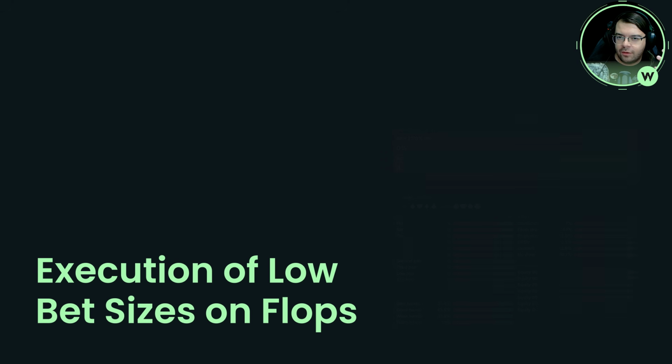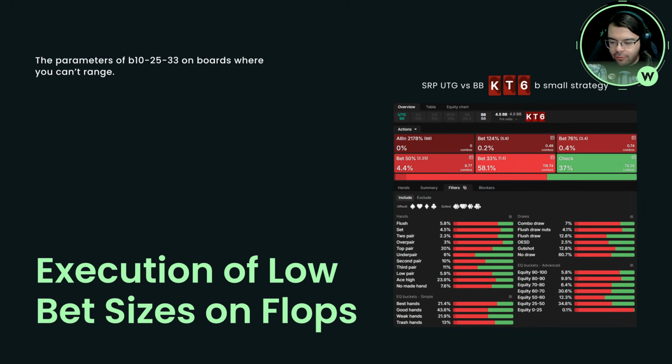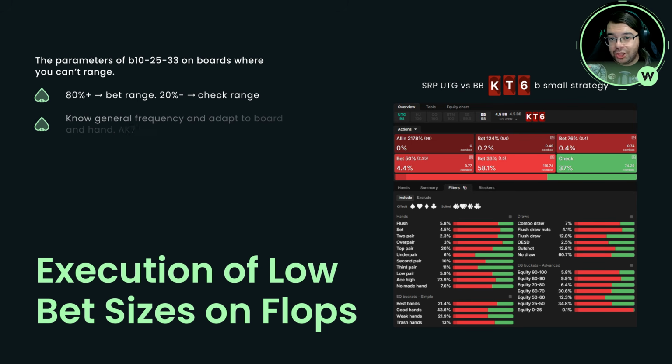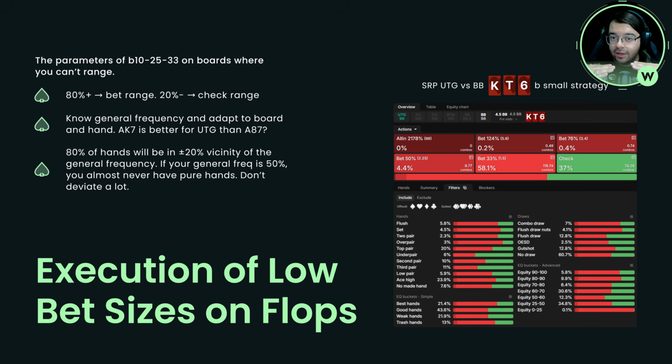All right, so now let's figure out how to execute a low bet size on flop, right? If you have a frequency of 80% plus, just bet range. Under 20%, check range. Otherwise, you're supposed to know the general frequency of the spot that you have from your aggregate reports that you've extracted, right? And then apply it to the board and the hand, right? So is ace king 7, for example, better for UTG than ace 8 7? Maybe not in a monotone situation. You look that up.